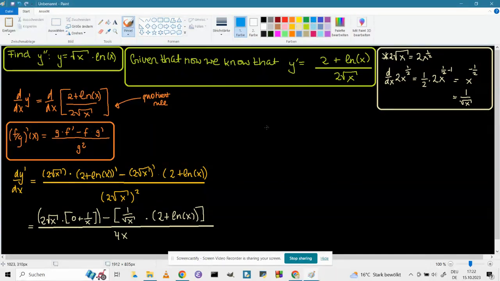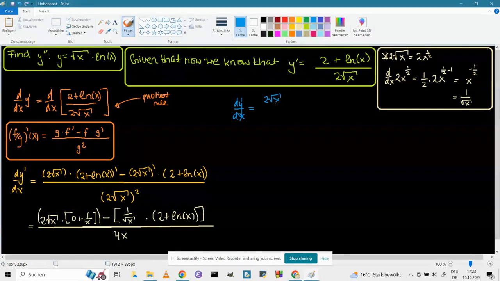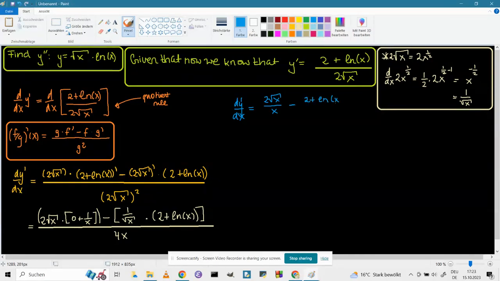So now we're going to move over to the top right, and we're going to rewrite our dy prime over dx. And we're going to just start simplifying and rearranging because that's really all that's left to do. So we're ending up with 2 square root of x over x minus 2 plus ln of x over square root of x, all over 4x.